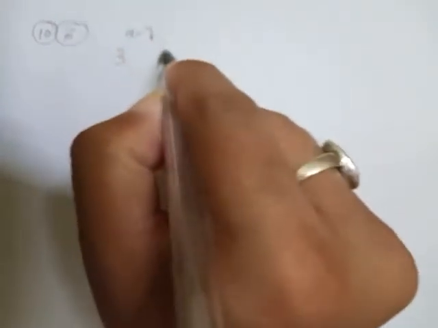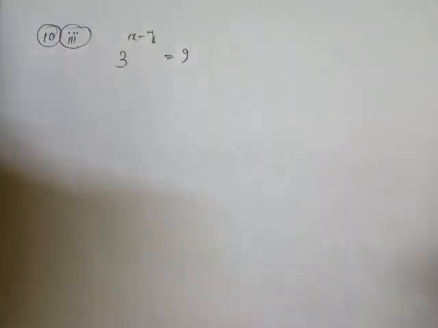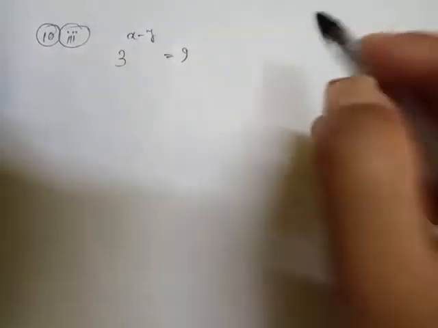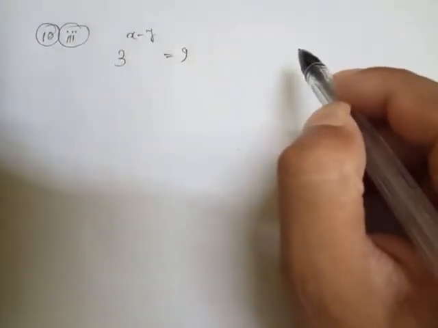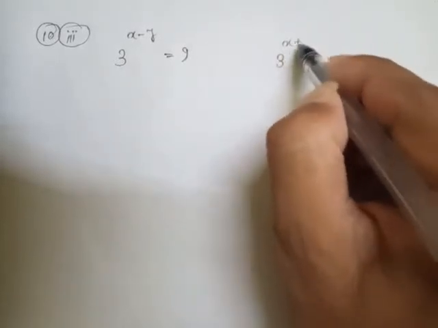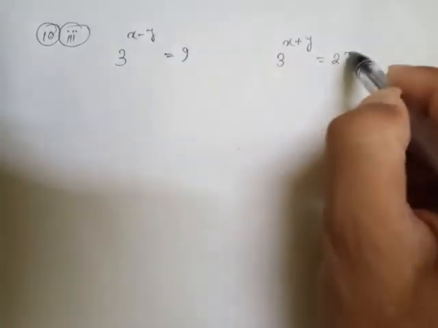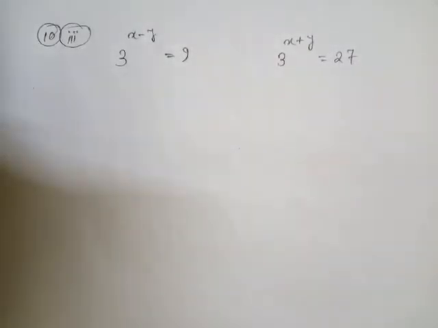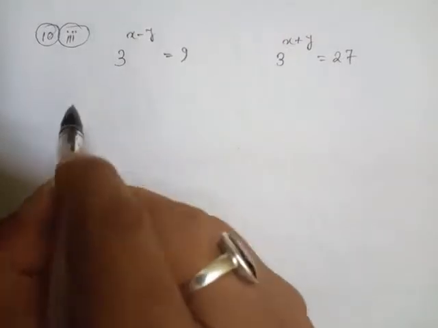Now look, 10 Roman 3, and the question is 3 to the power x minus y equal to 9, the first case. And the second case is 3 to the power x plus y equal to 27. This is the second case. From here we have to find out x and y. Actually this sum is very easy, student. Now look how to solve this one.